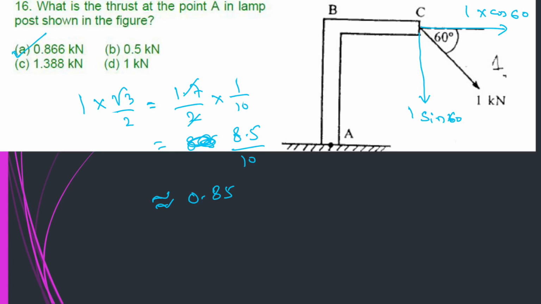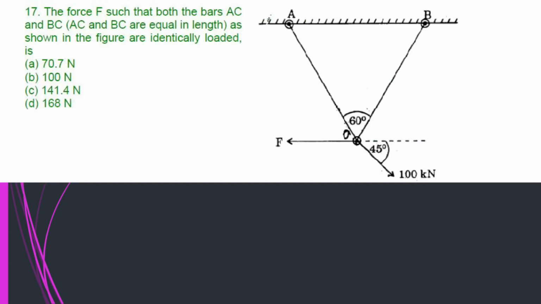Question: the force F is such that both the bars AC and BC are equal in length and identically loaded as shown in the figure. Point C is here, and AC and BC are both equal in length. We have to calculate the force F value. So the cos components of AC and BC will both be the same.